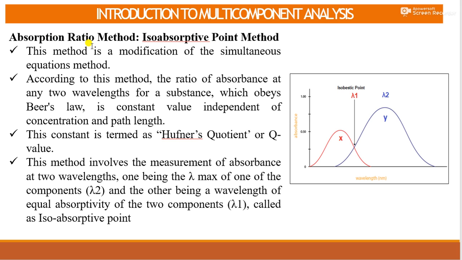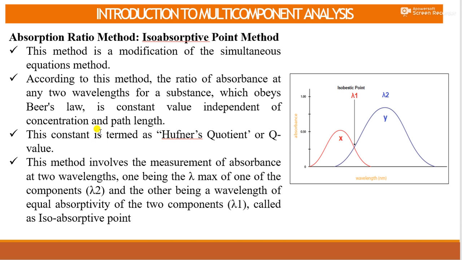Next is the absorption ratio method. It is also known as the isoabsorptive point method. This is a modification of the simultaneous equation method. According to this method, the ratio of absorbance at any two wavelengths for a substance which obeys Beer's law is a constant value, and it is independent of concentration and path length. This constant is also termed as Hufner's quotient or Q value, and because of this the method is also known as the Q method.